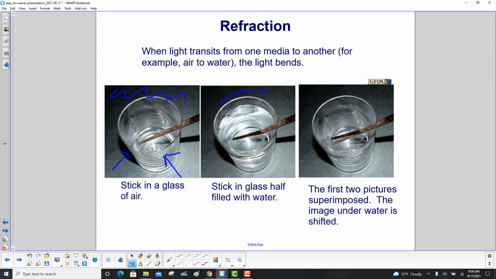They then superimpose those two pictures. The image under the water is shifted, okay? Right here, that's the shift. That when it's under the water, it looks like it's in a different place. When it was just in the air, it went straight like this. Now clearly the stick is not bending, so what's going on here?